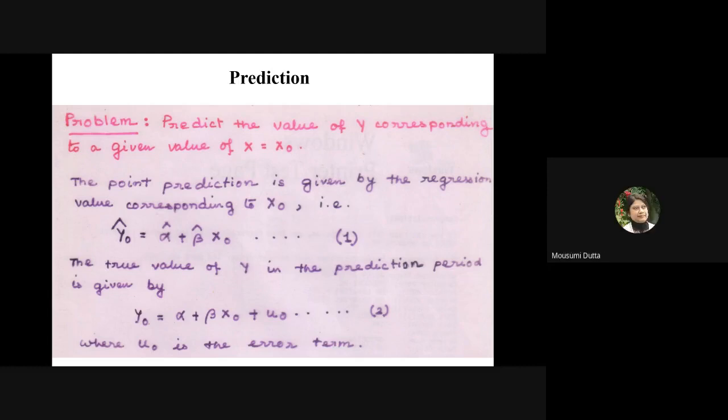Ma'am, what is the value of beta hat, minus 0.3? Alpha hat is coming 2 and beta hat is minus 0.3. Yes, minus 0.3.